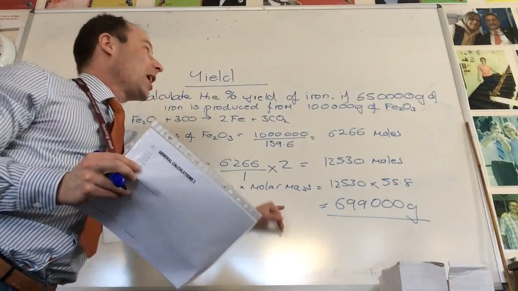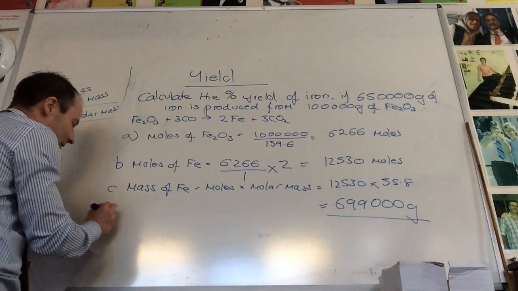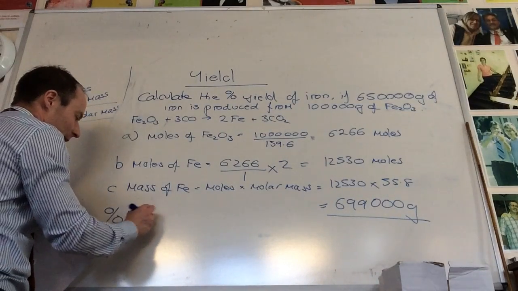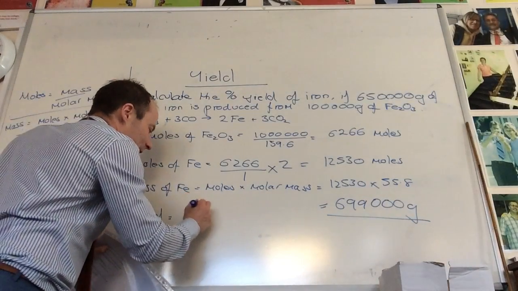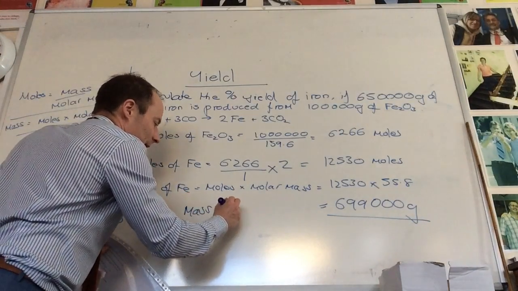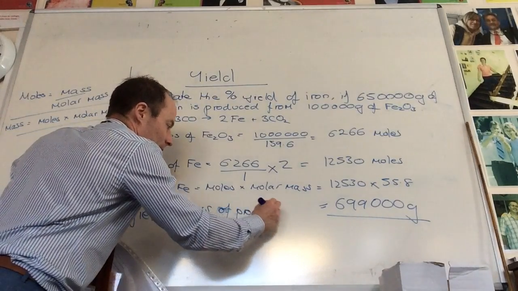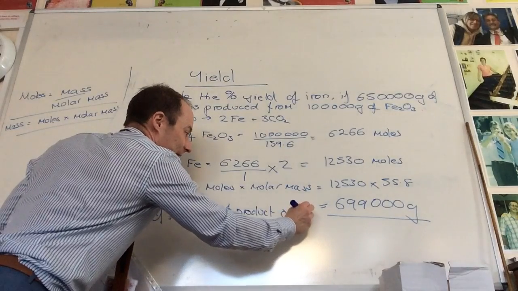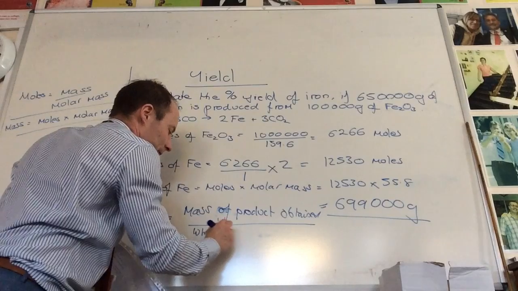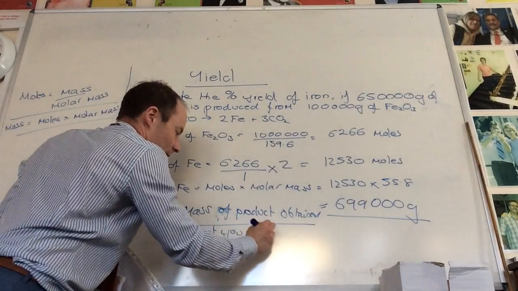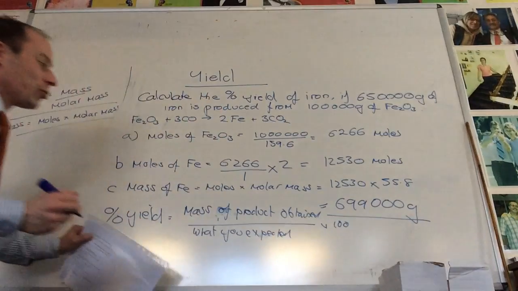However, I only actually made that amount. So percentage yield equation, this is a new thing that we're doing, is the mass of product obtained, so that's what you actually found in the experiment, divided by what you expected, or your theoretical amount, times by 100.